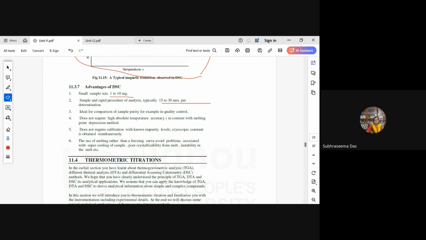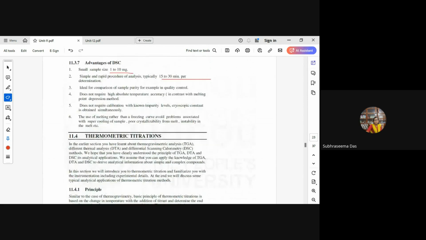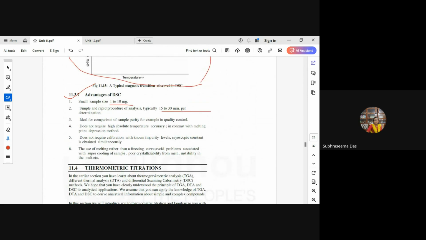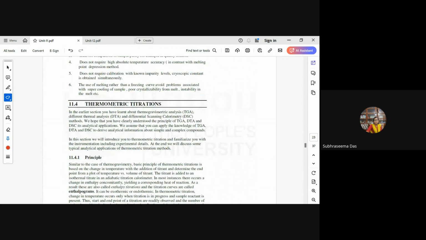It does not require high temperature for absolute temperature accuracy. It does not require calibration with known impurity levels. The cryoscopic constant is obtained simultaneously. The use of a melting curve rather than a freezing curve avoids the problems associated with the cooling of the sample, such as supercooling, poor recrystallizability of the melt, and instability of the melt. So these are certain advantages of DSC over DTA, and therefore DSC finds more applications in thermal analysis of materials than DTA.